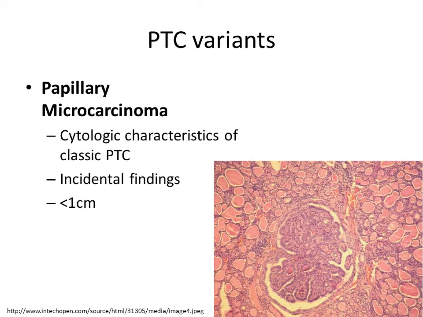The microcarcinoma or papillary microcarcinoma has again the same cytologic characteristics of the papillary thyroid carcinoma, but it's an incidental finding found on thyroid glands that were resected for another cause like goiter, and then occasionally you can find these small papillary thyroid carcinomas that are usually less than 1 centimeter in diameter.